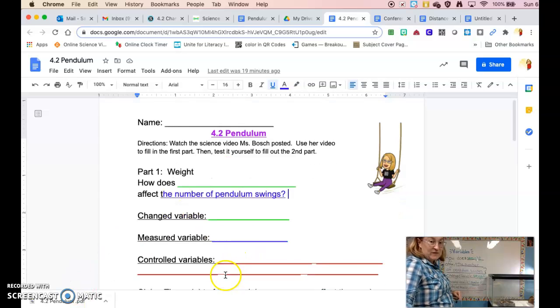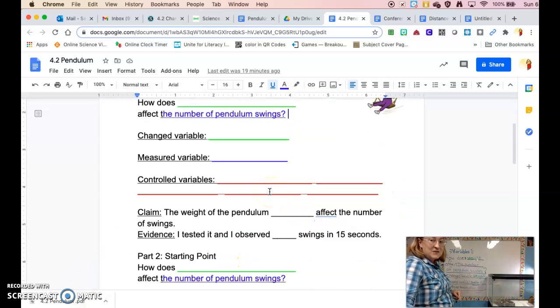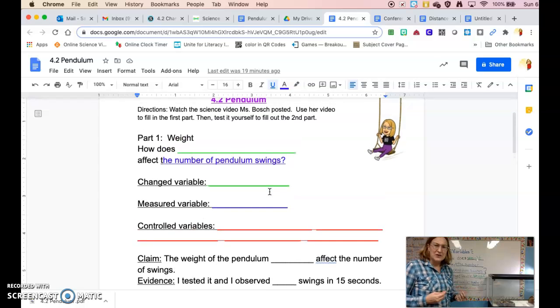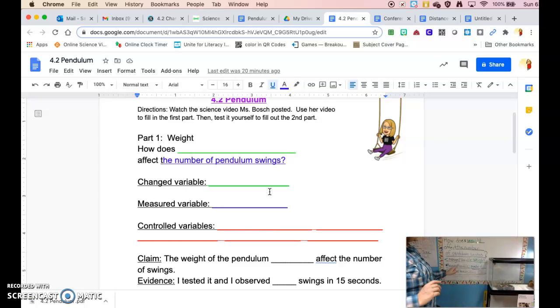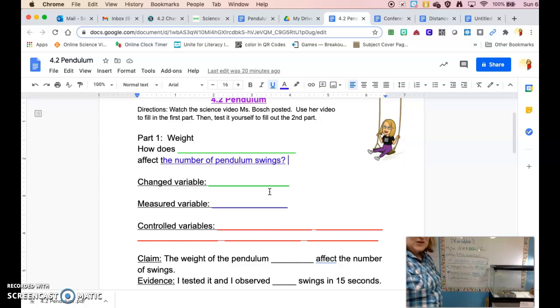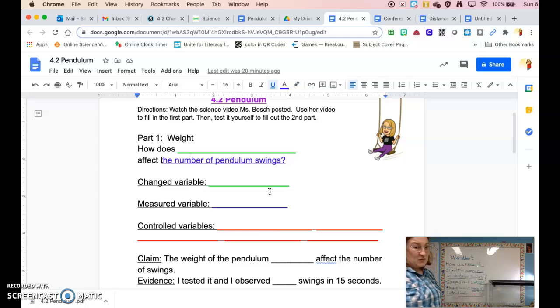Next, controlled variables. Here are all the things we are keeping the same to make this a very fair test. This would not be a fair test if I changed everything all at once. We talked about that with the gummy bear lab and the apple color lab, that we had to change one thing at a time to make this a fair science experiment. So the only thing we're changing right now is the weight. The control variables in red match the words in red on my board. If you can't see them, I can angle it even more. We said it was the time of 15 seconds, the starting point, and the length, 38 centimeters, all things we are keeping the same.